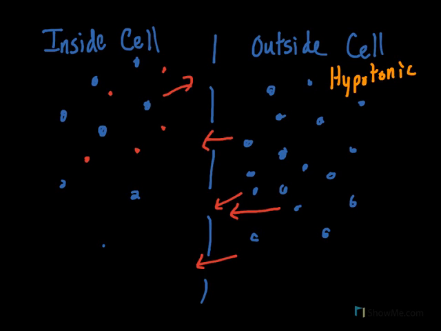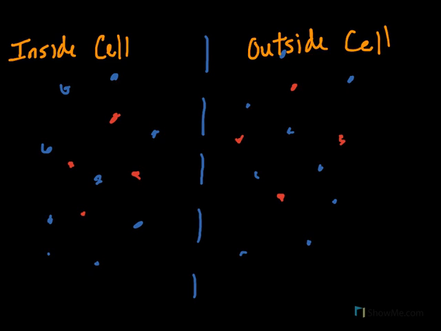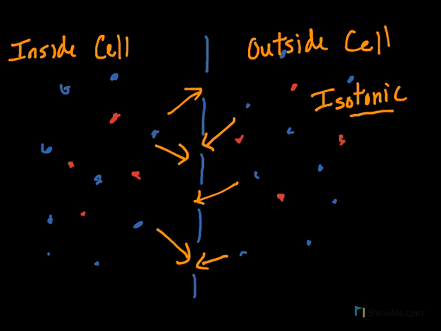Okay, in this solution you can see that there's an equal amount of water on the left-hand side as there is on the right-hand side. So we would have an equal chance of water going in or outside the cell, I should say. So this one might go in, this one, or that going out, that goes in. So basically the overall movement of water is equal. Okay, and what do we call that type of solution? Of course, isotonic solution. Iso meaning equal.